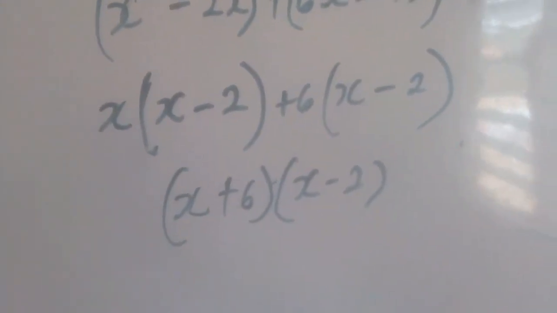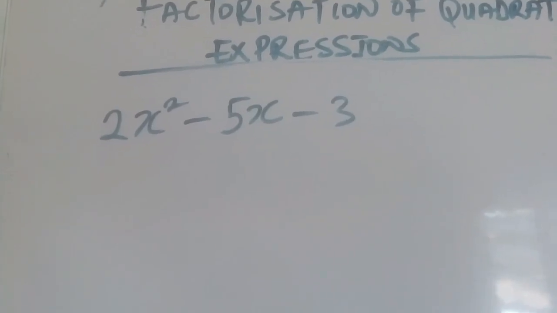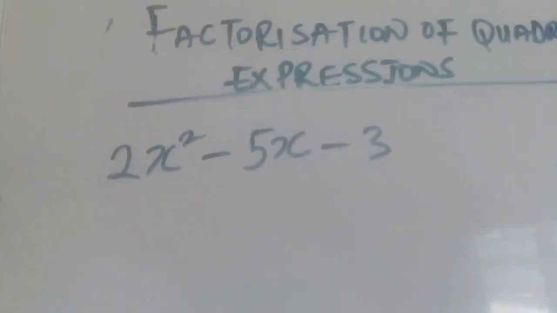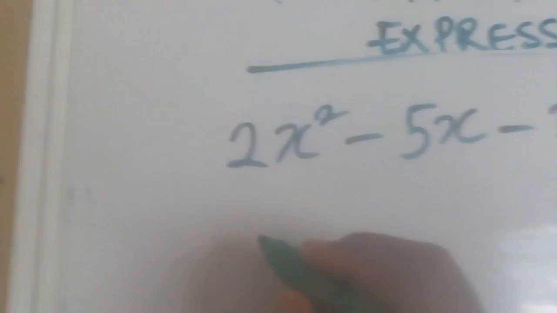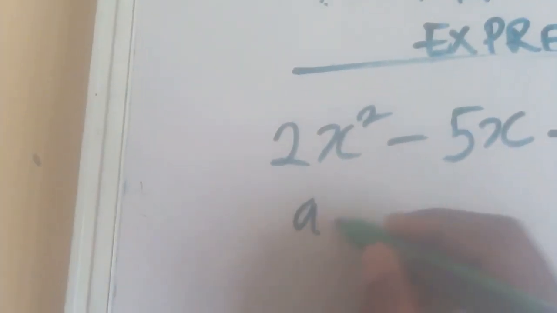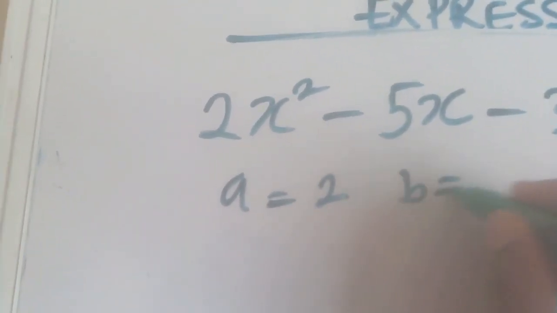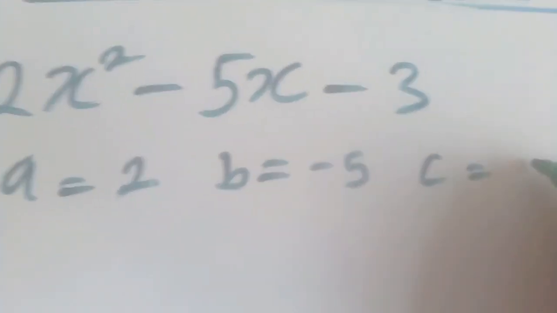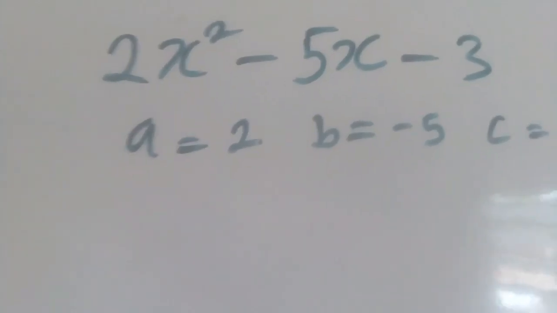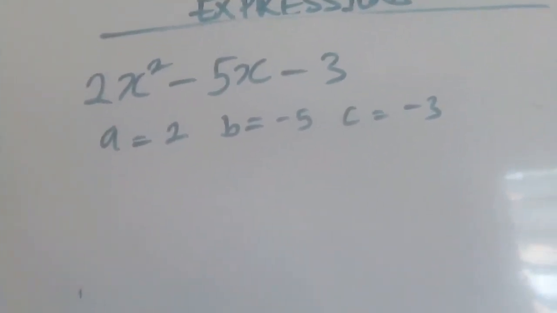I will take another example. So in this case, we have 2x squared minus 5x minus 3. In this case now, we still list out the coefficients. The first will be a equals 2, and we have b equals minus 5, and we have c equals minus 3. So we have our a greater than 1, so it's 2.